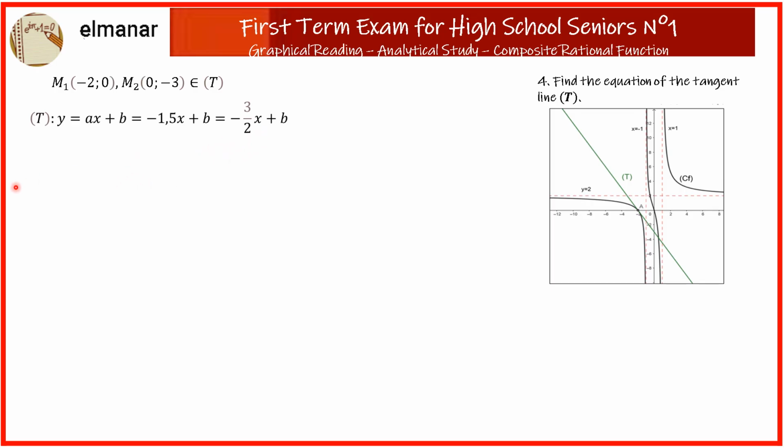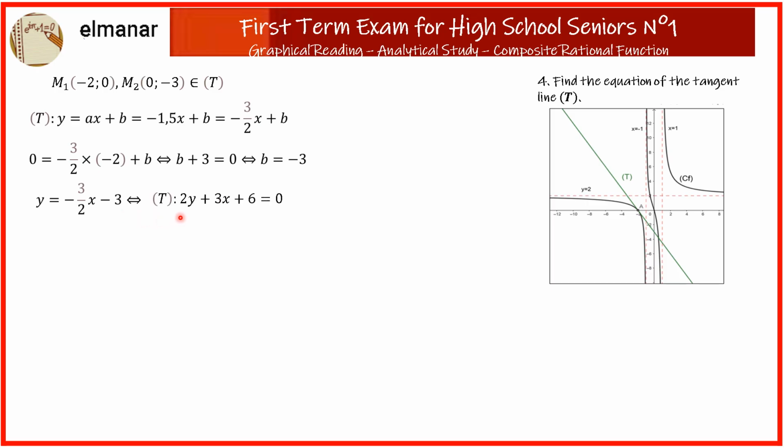Step 3. Find the constant term. We substitute one of the points into the equation to solve for the constant. Using the point with horizontal value equal to -2 and vertical value equal to 0, we insert those into the equation and solve. This yields a constant equal to -3. Conclusion. The final equation for the tangent line becomes y equals -1.5 multiplied by x minus 3.